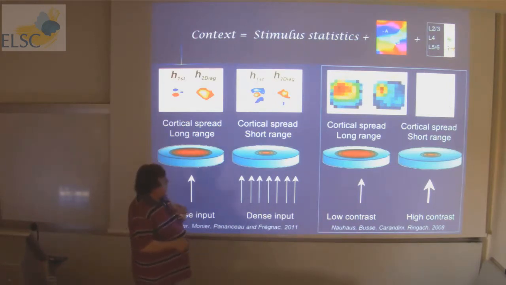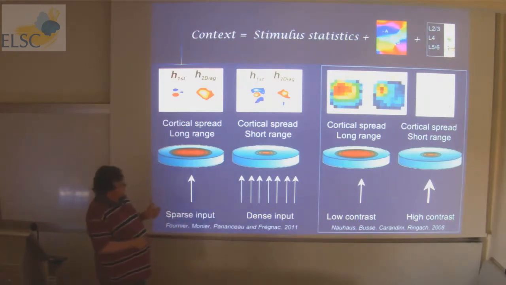So our results also remind of the finding of Carandini and Ringach in 2008, where they show the same type of regulation of the receptive field for low or high contrast. Okay? So the way you are going to drive your entire cortex will affect the functional expression of the receptive field.